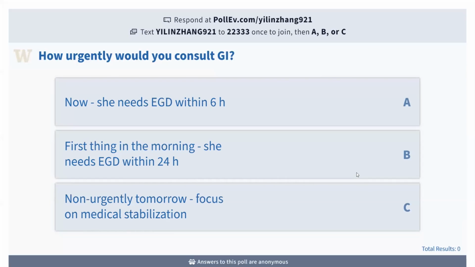Would you consult them now? She needs an EGD within 6 hours. Would you consult them first thing in the morning? She needs an EGD within 24 hours. Or consult them non-urgently. We should focus on medical stabilization.